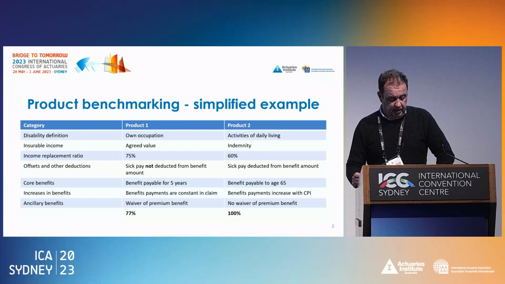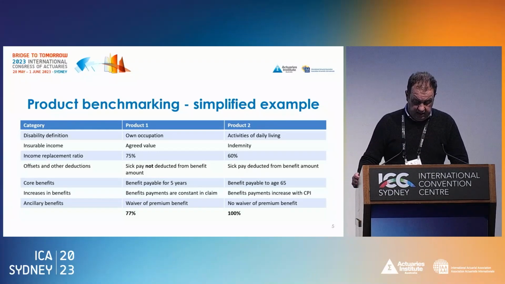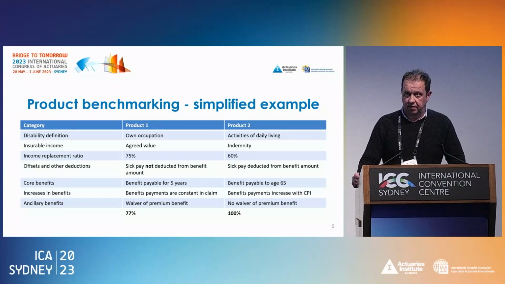So in this case here, we have sick pay being deducted in one case and not being deducted in the other case. Core benefits, the key one of these is how long the benefit is paid for, and we've chosen 5 years and age 65. Whether or not the benefit increases in payment, and so you could, for example, have a payment that is fixed over time or a payment that is indexed, in this case with CPI, which is the inflation index in Australia, and what ancillary benefits are provided. So in this case, we've said there's a waiver of premium benefit or no waiver of premium benefit. There's a whole range of other ancillary benefits that may or may not be included.